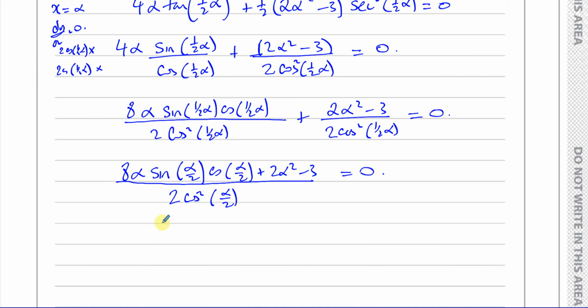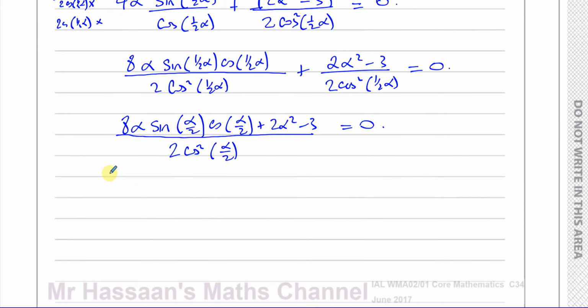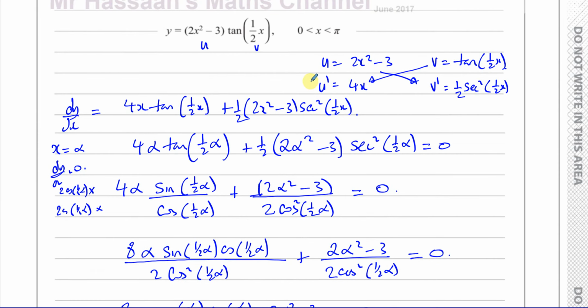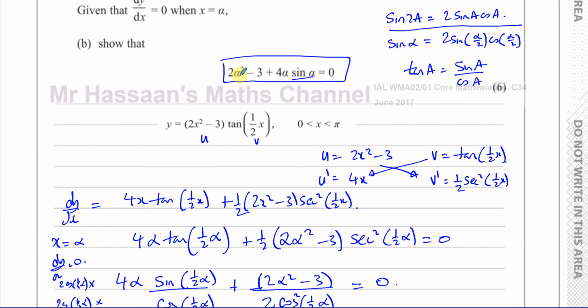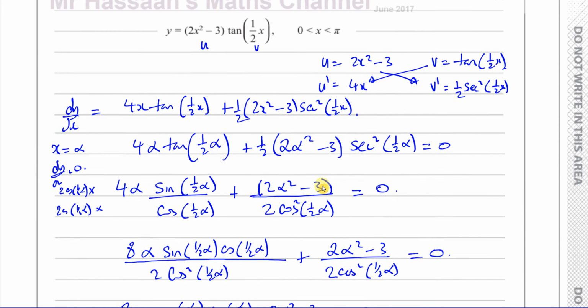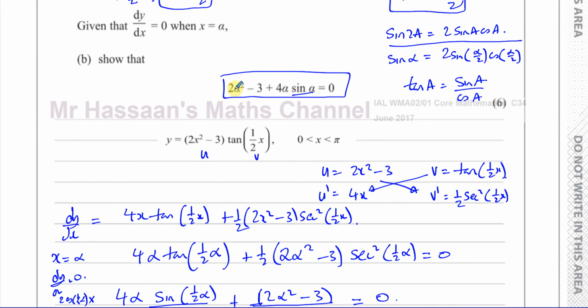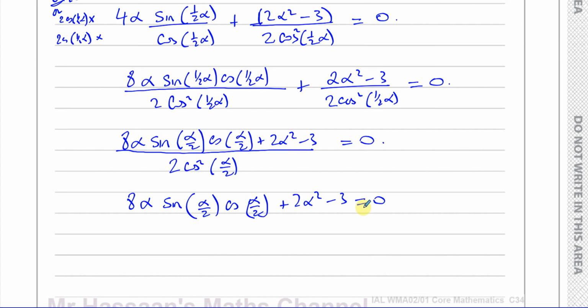I can multiply both sides by 2 cosine squared alpha over 2 in order to get rid of this denominator. And then I'm left with 8 alpha sine alpha over 2 times cosine alpha over 2 plus 2 alpha squared minus 3 equals 0. So I'm almost there now. I have to show it becomes this. So I've got my minus 3, I've got my 2 alpha squared, so I've got 2 alpha squared minus 3. It's just this part here. I have to try to make this part as I want it, and I think it's exactly how we want it to be.